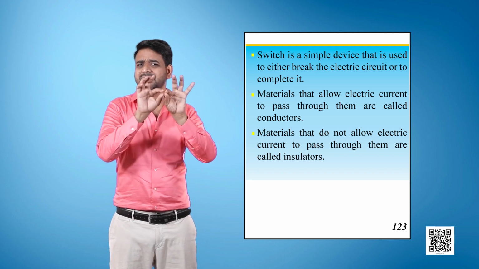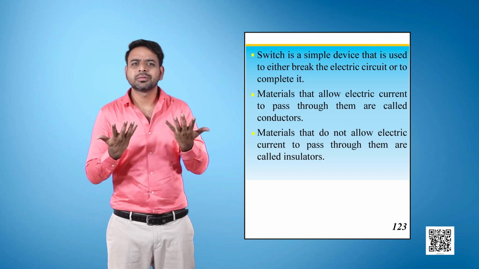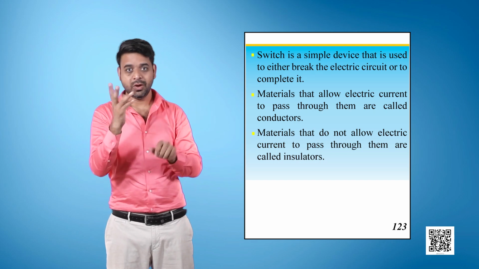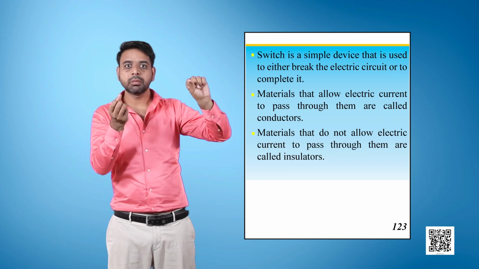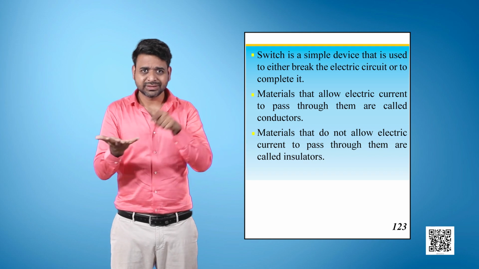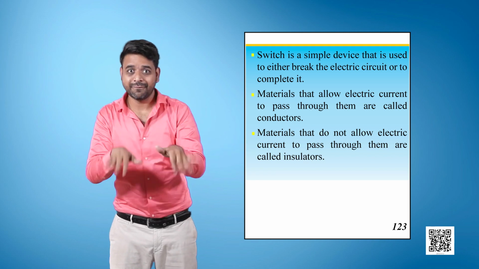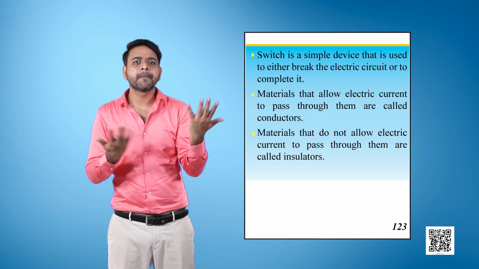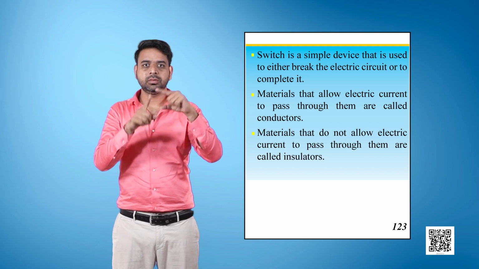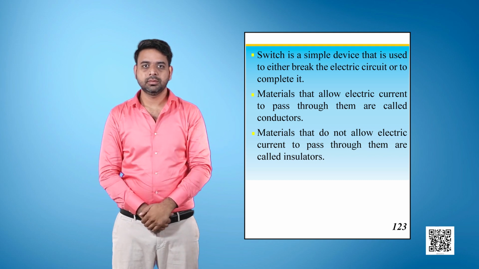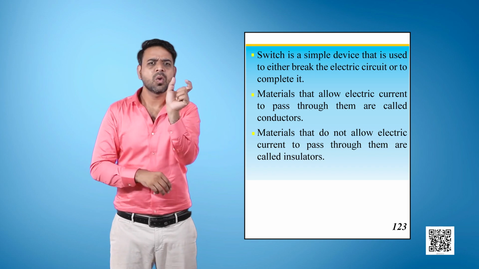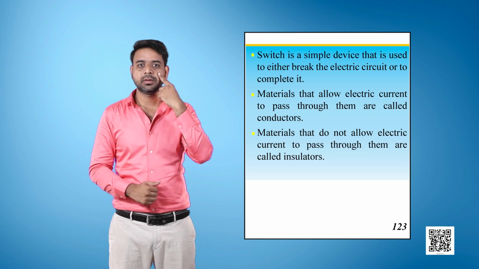Switch is a simple device that is used to either break the electric circuit or to complete it. Materials that allow electric current to pass through them are called conductors. Materials that do not allow electric current to pass through them are called insulators.